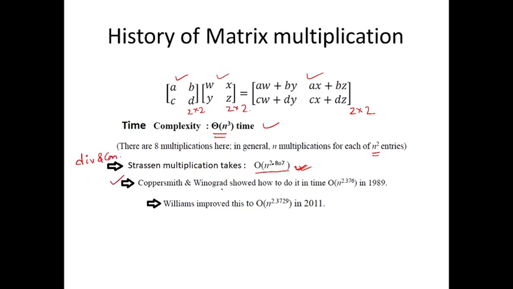Next we have the Coppersmith and Winograd strategy for matrix multiplication. This strategy takes time around big O n to the power 2.376, and this algorithm was developed in the year 1989. The most recent one is Williams, an improved version of matrix multiplication, which takes around n to the power 2.3729, and that happened in 2011. So this is the history of matrix multiplication, and you can see how the time complexity has gradually improved.